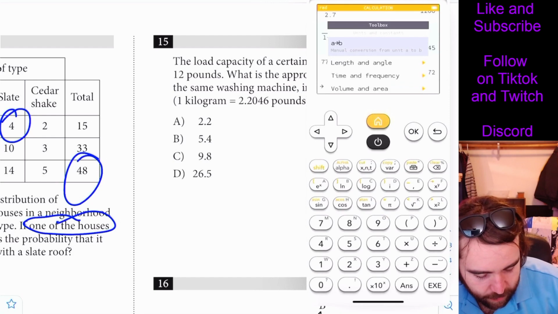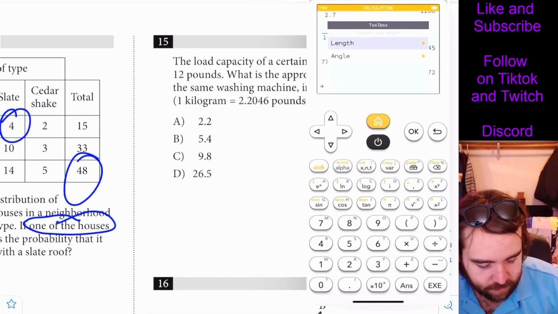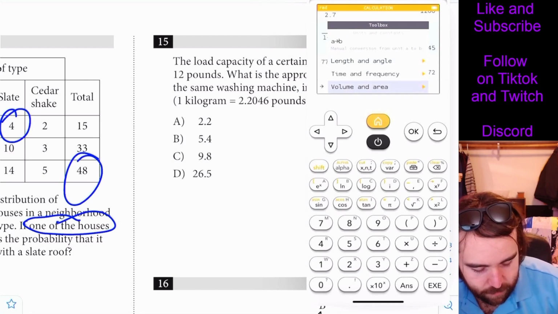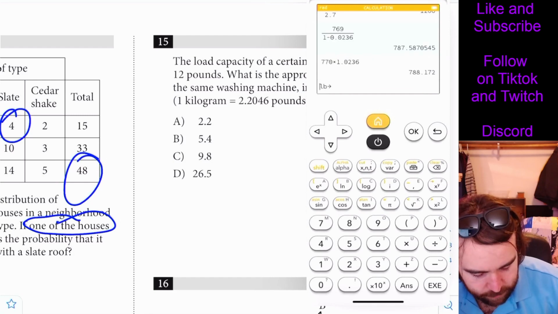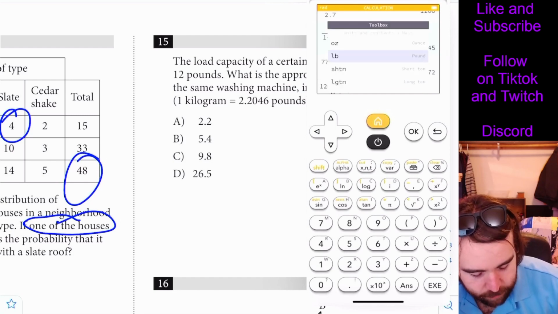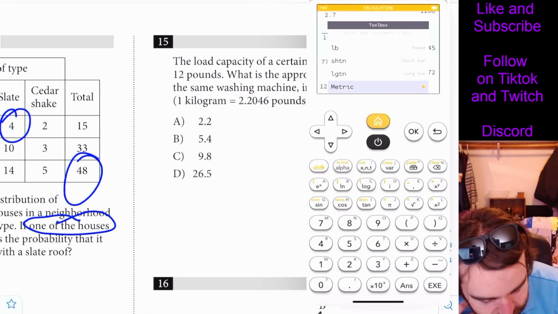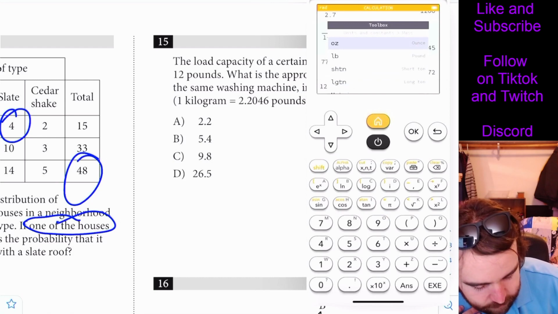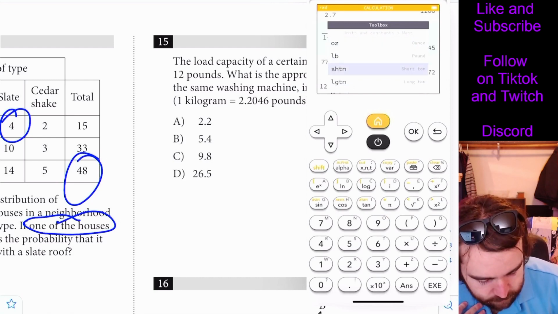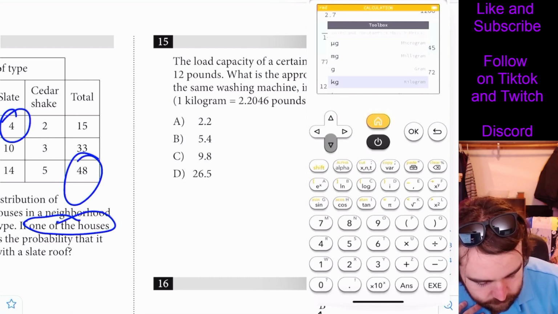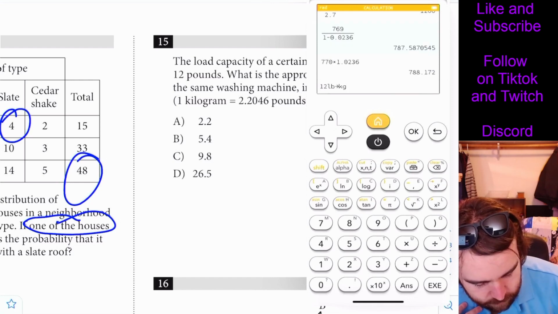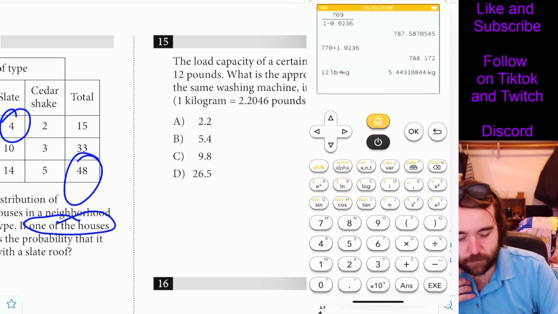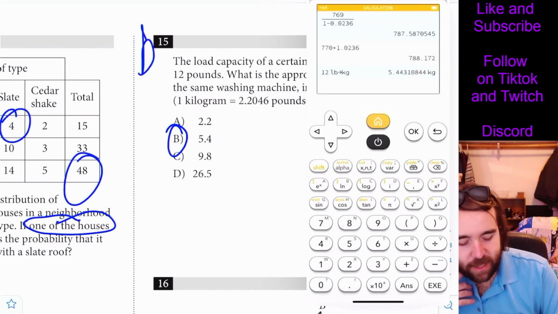Because you have to put the arrow there. Then you have to come in here. You go length. What am I even talking about, length? We're talking about mass. And you say we're going to start with pounds. We're going to go 12 pounds. And we want to put that into, is that shit tons? No, short tons. We want to put that into kilograms. 5.44. Boom. B. But see how much slower that is.